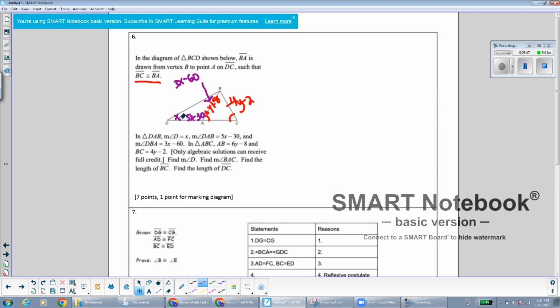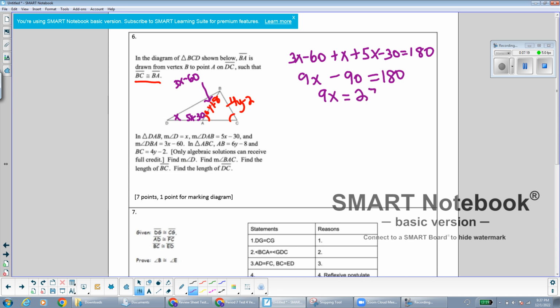Okay, so now to find angle D. In any triangle, all three angles added together make 180 degrees. So this angle plus this angle plus this angle should make 180 degrees. So that's 3x minus 60 plus x plus 5x minus 30 equals 180. So that is 9x minus 90 is equal to 180. Adding 90 to both sides, we get 9x is equal to 270. And then dividing both sides by 9, we have x is equal to 30.